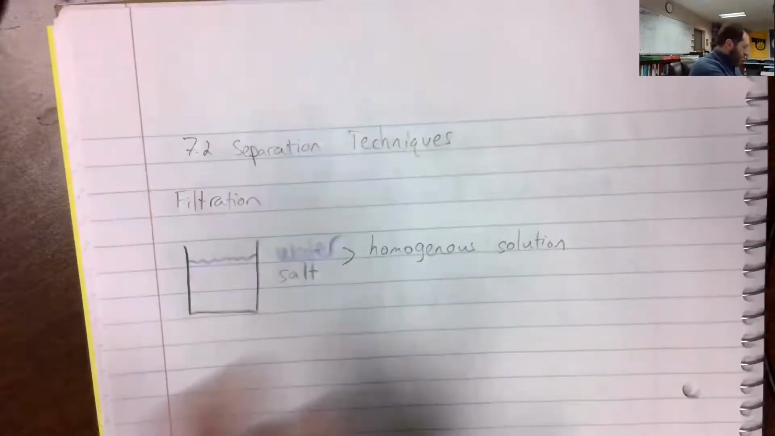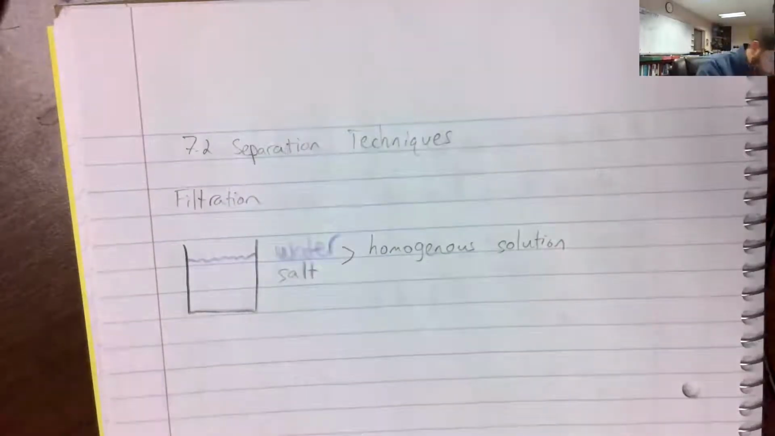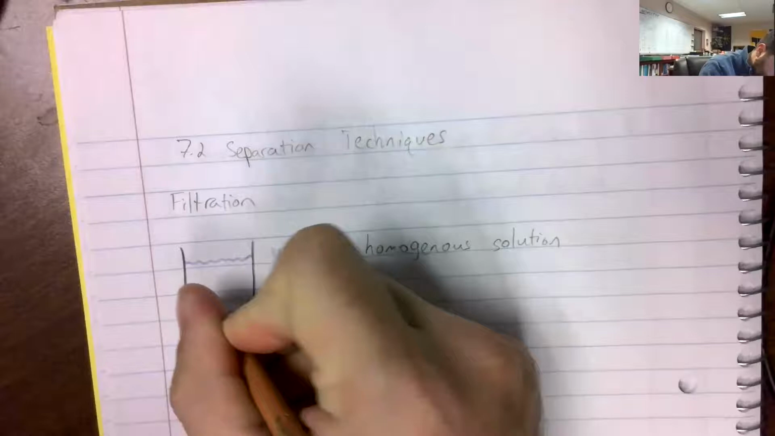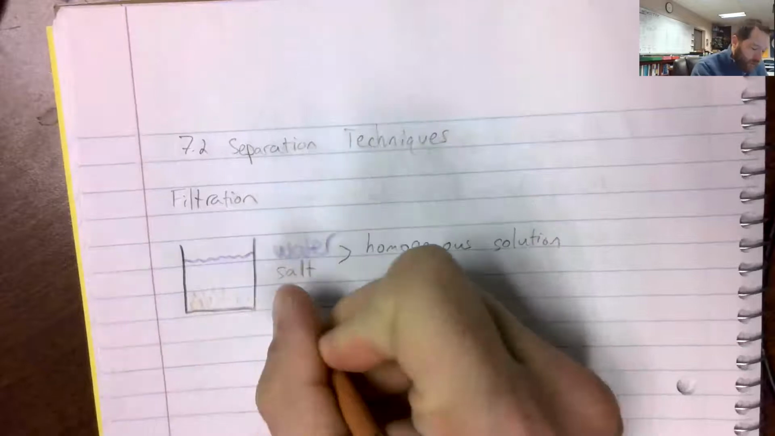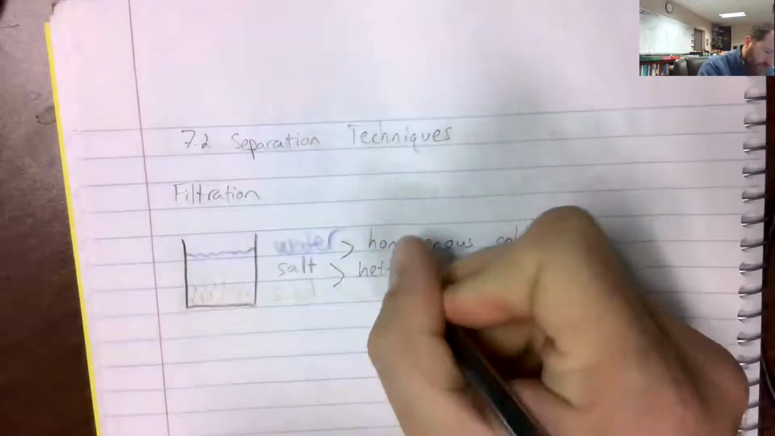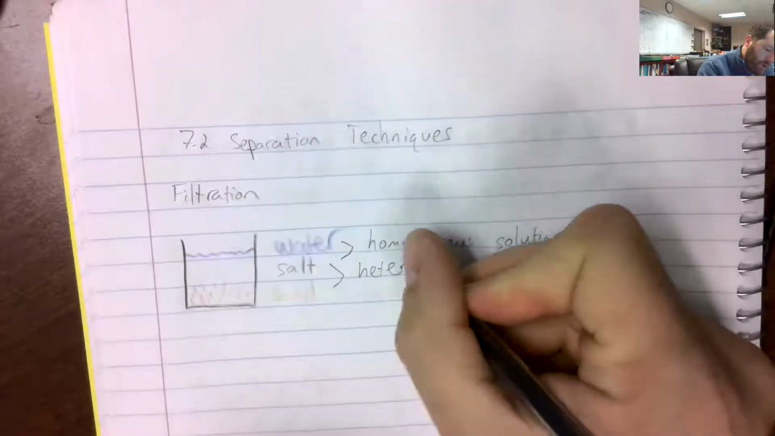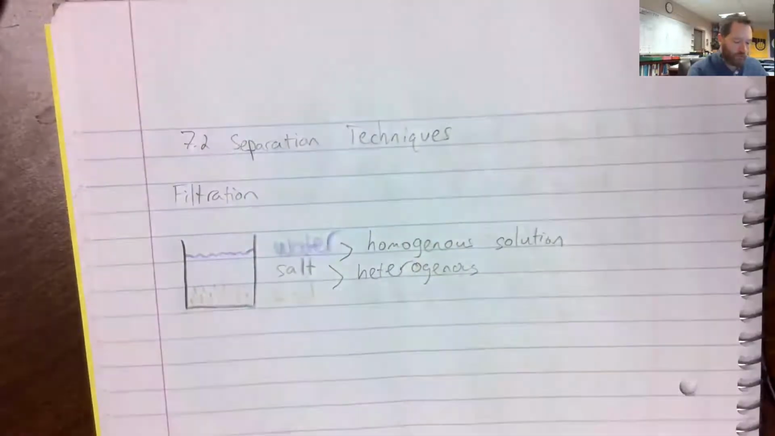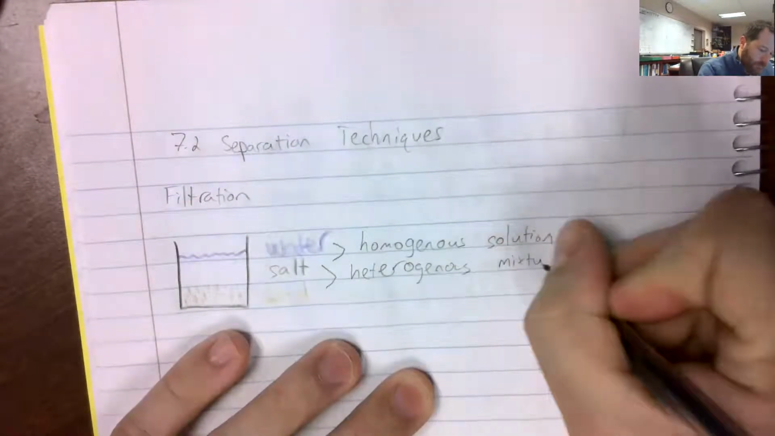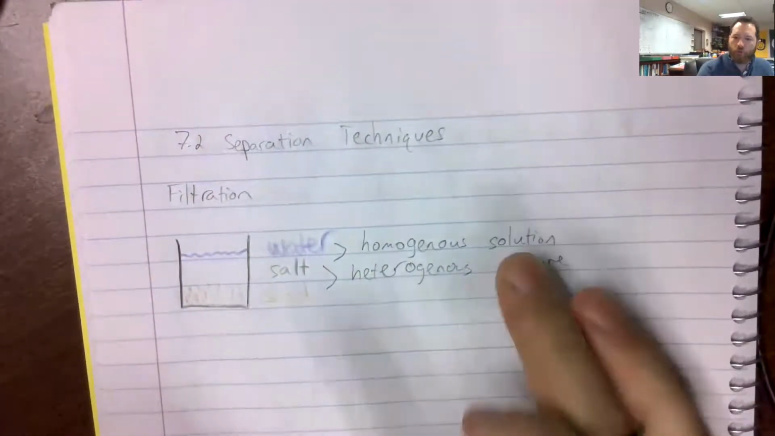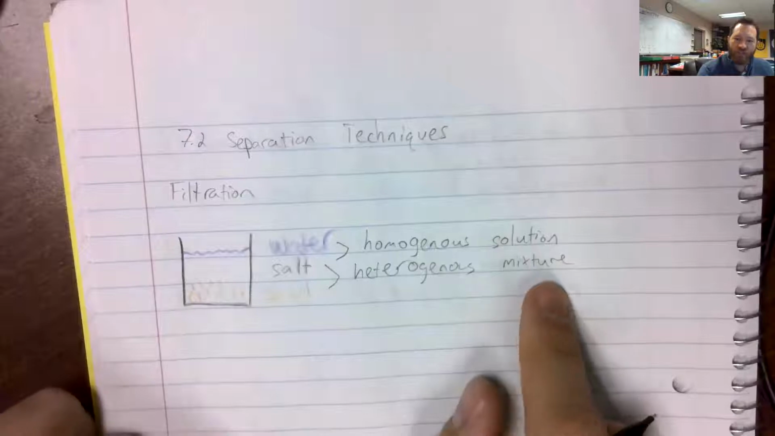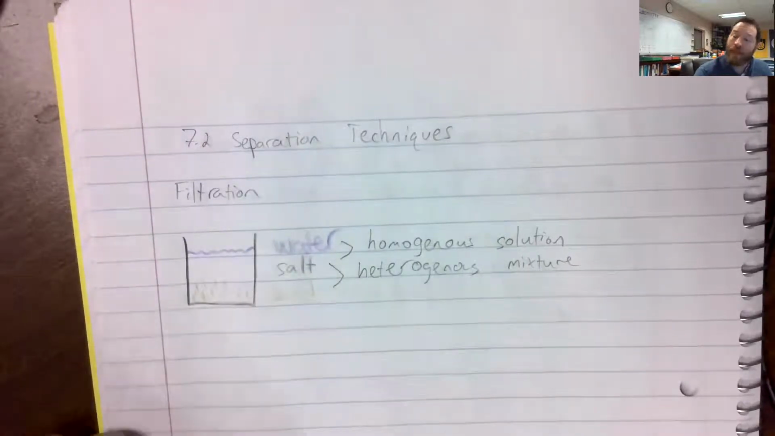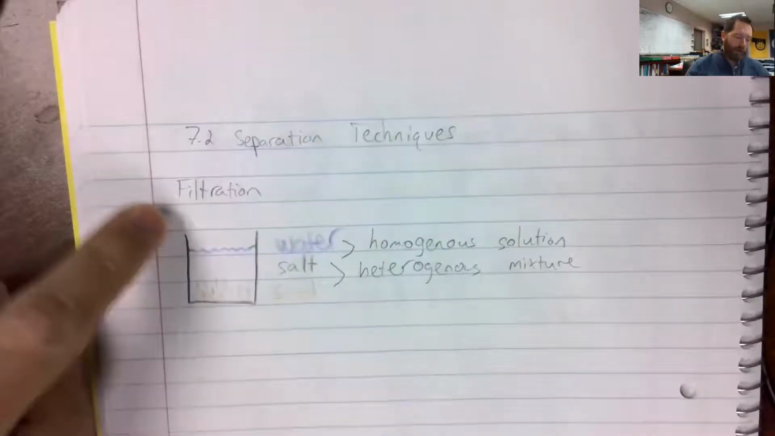On the bottom, however, I am going to put some sand. And this is a heterogeneous mixture. So I can't call it a solution. Solution is reserved for homogeneous. So heterogeneous, however you prefer to say it, this is just a mixture. These sand particles have fallen to the bottom. It's not mixed evenly. You can see the particles. There we go. So back to our filtration.